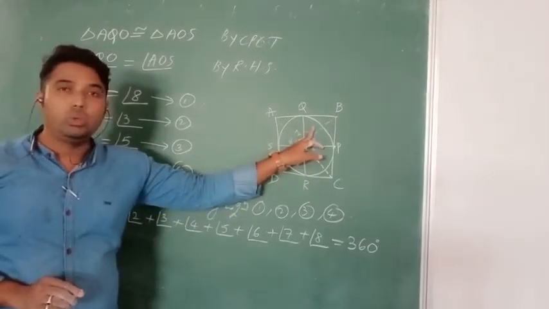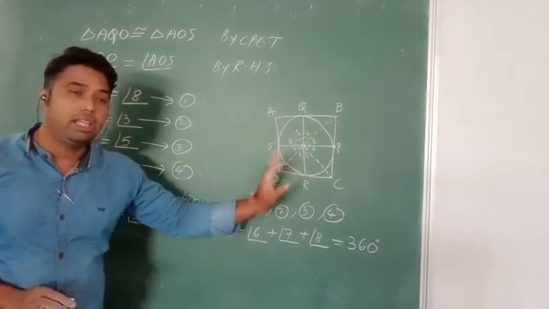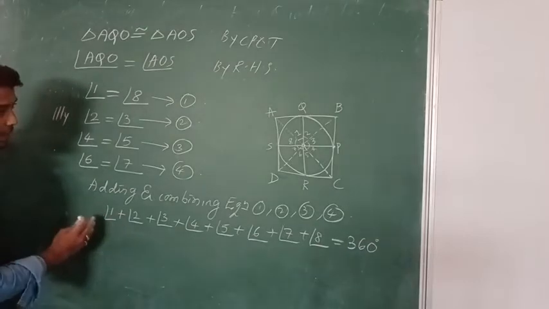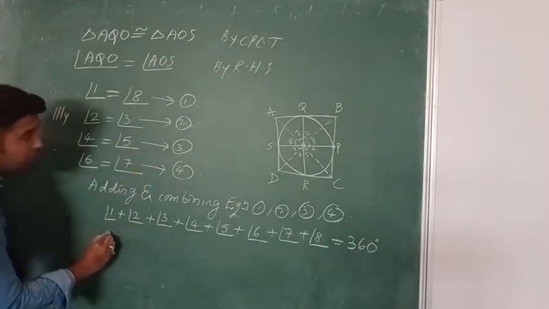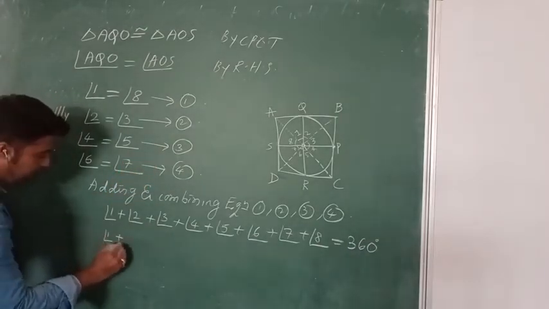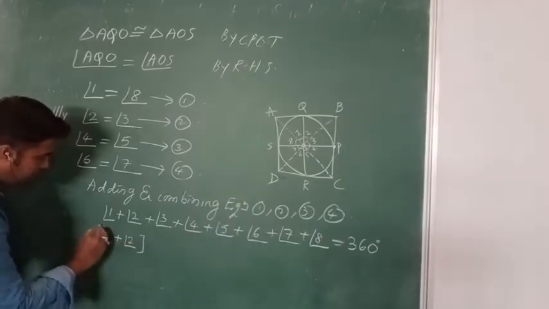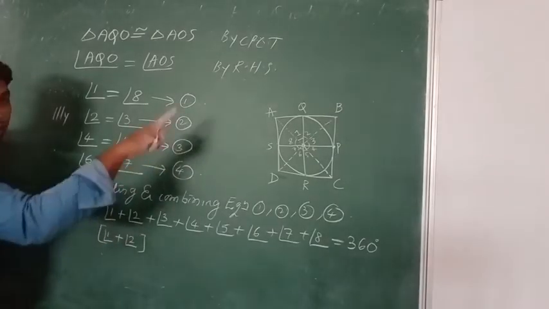Angle 1 and angle 2 I will keep, angle 6 and angle 5 I will keep. So first of all I will separate it. You can observe that angle 1, angle 2 is one pair which I will keep as it is, which will give AOB.